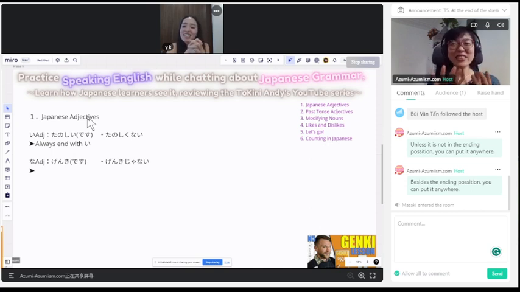Of course, what Yukiko just talked about was, when you go to Japanese class in middle school, we were taught, okay, the Japanese language has these 2 types of adjectives. One is keiyoushi, and the other is keiyoudoushi.